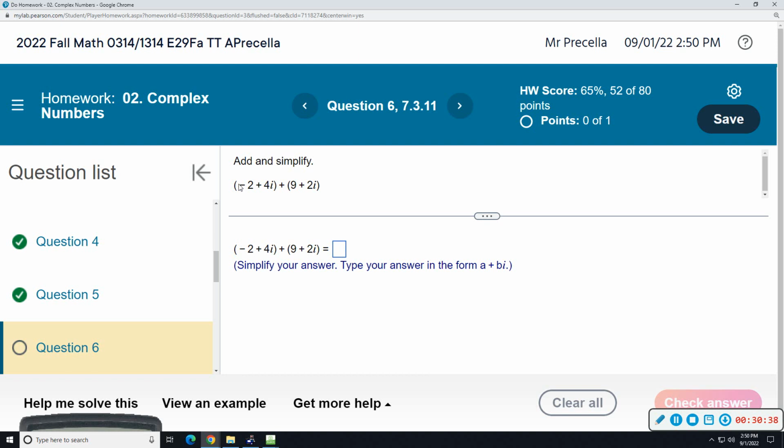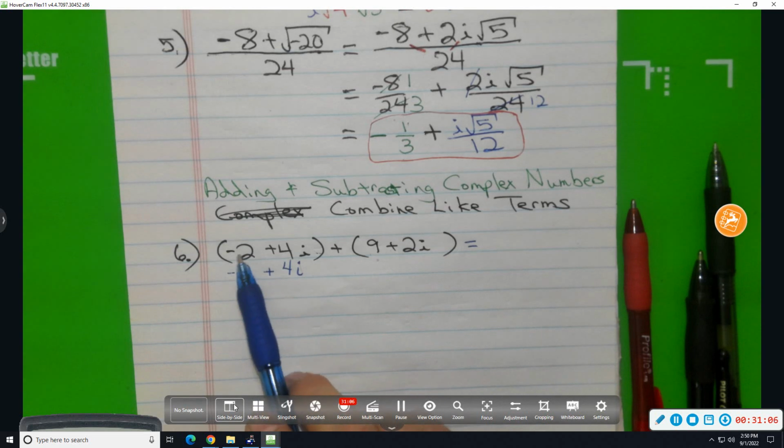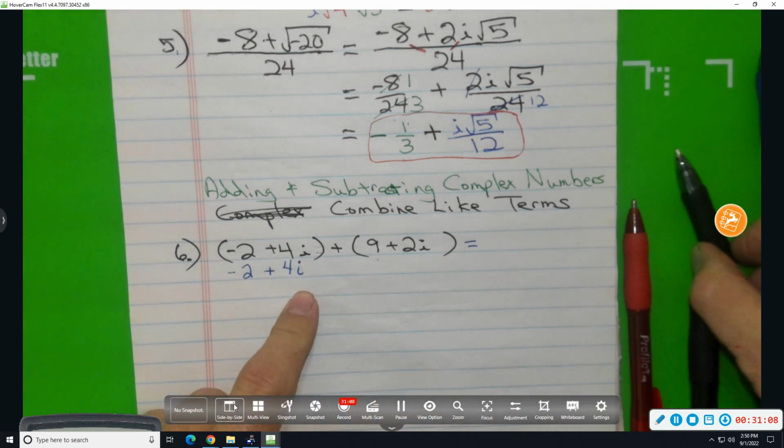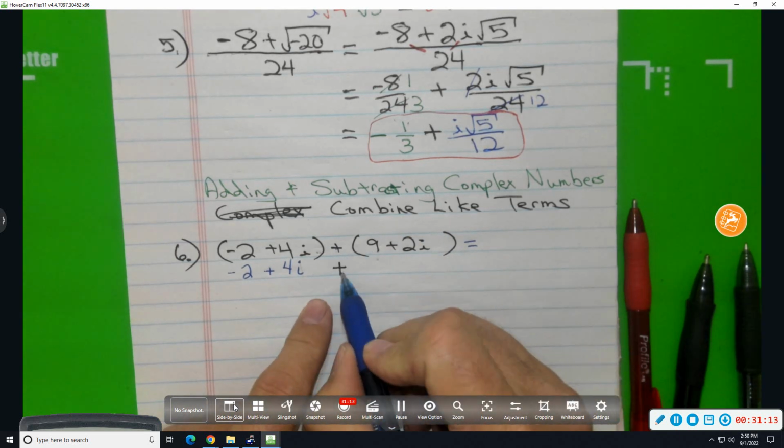Okay, in order to combine like terms, y'all remember distributing? If there's a number in front of the parentheses, you distribute. Well, here there's nothing to distribute, so I'm just going to rewrite the whole problem without the parentheses. This black plus right here is that one.